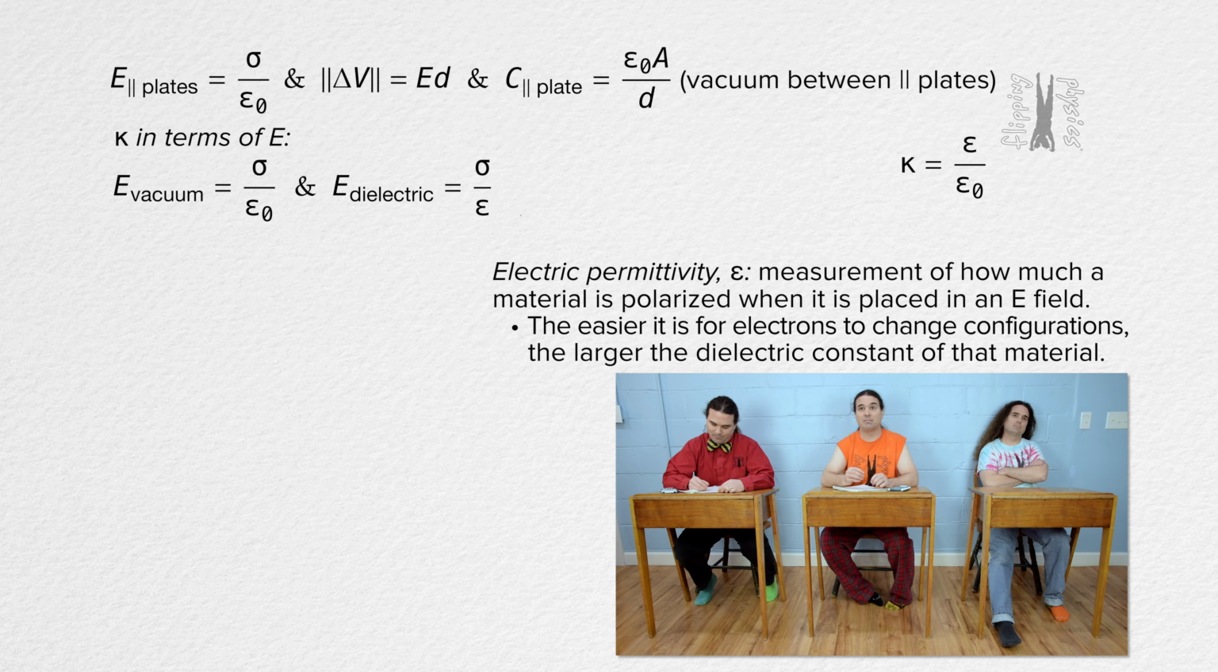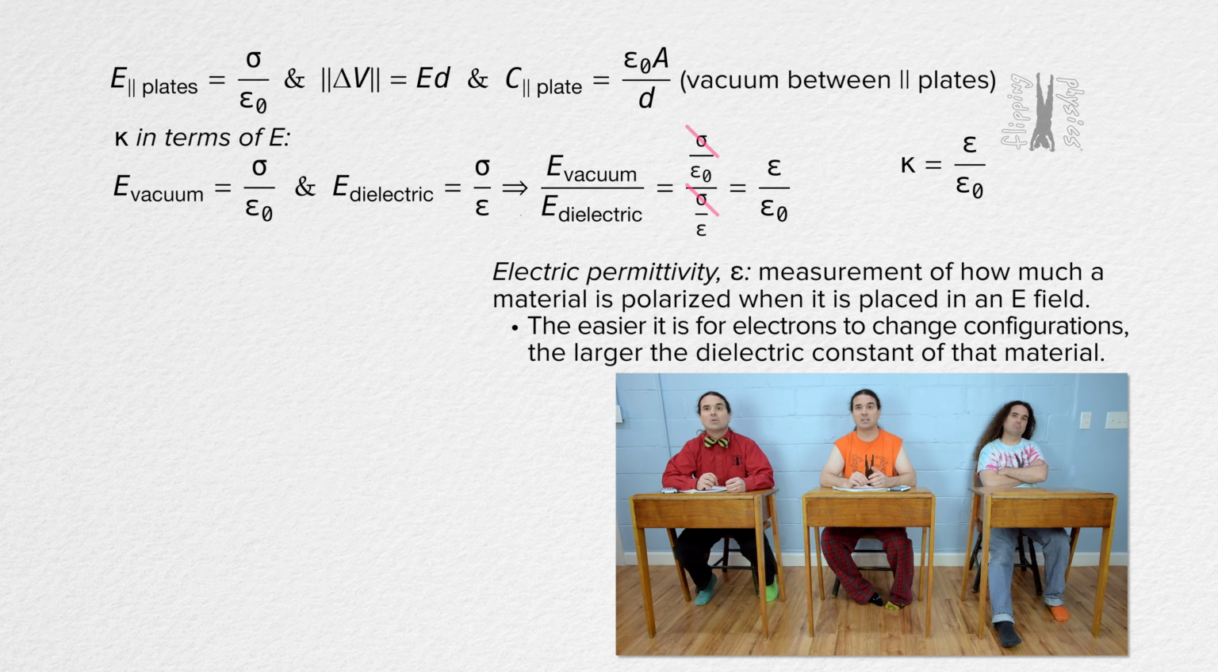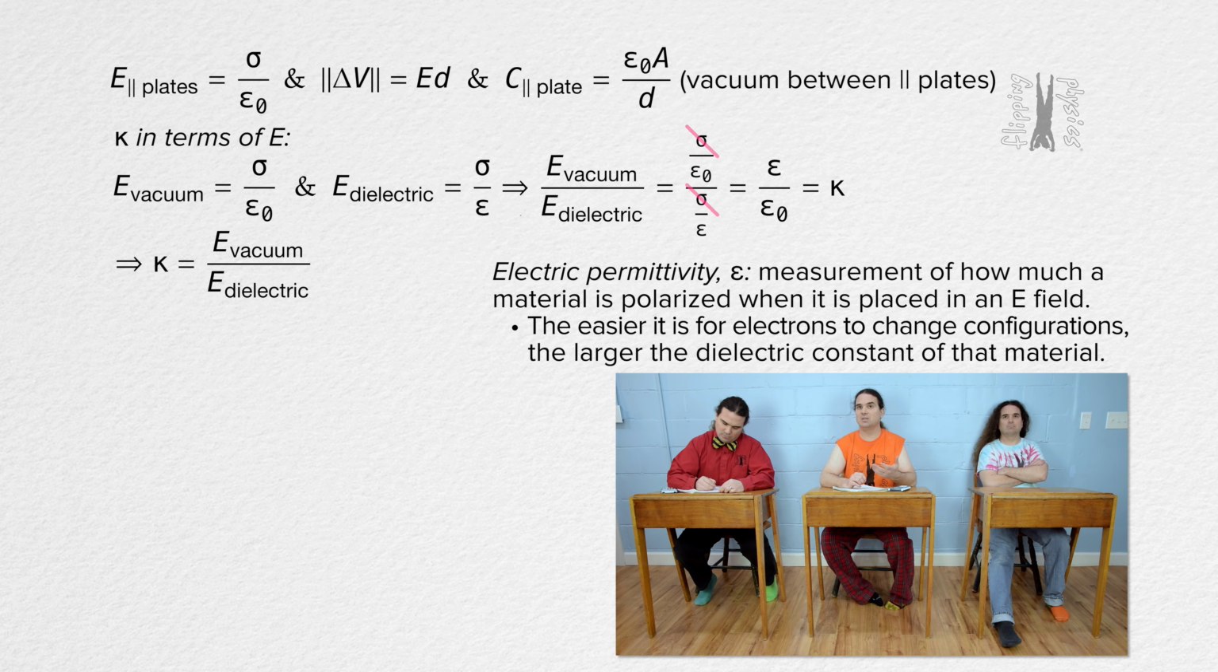The ratio of the vacuum electric field to the dielectric electric field then equals a fraction with those two equations in it. Surface charge density cancels out, and the permittivity of the dielectric over the electric permittivity of free space is what we are left with. And that equals the dielectric constant. So the dielectric constant equals the electric field with a vacuum divided by the electric field with a dielectric.